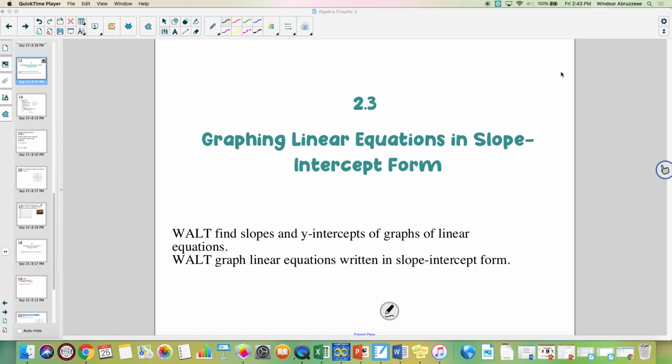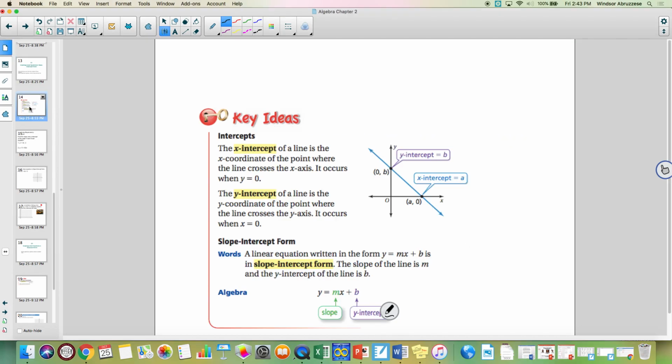Section 3 is graphing linear equations in slope-intercept form. We are learning to find slopes and y-intercepts of graphs of linear equations. We are learning to graph linear equations written in slope-intercept form. So just take a minute and pause the video just to read the definitions of the two intercepts and what exactly slope-intercept form is.